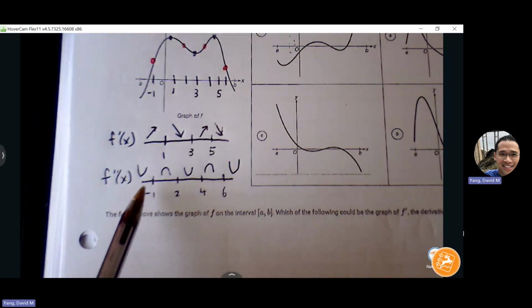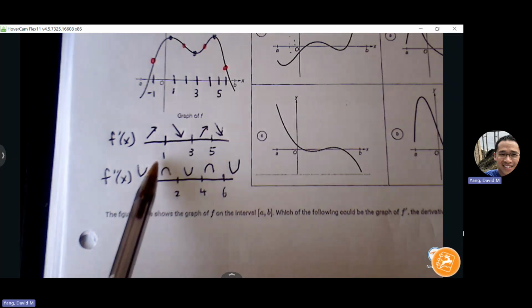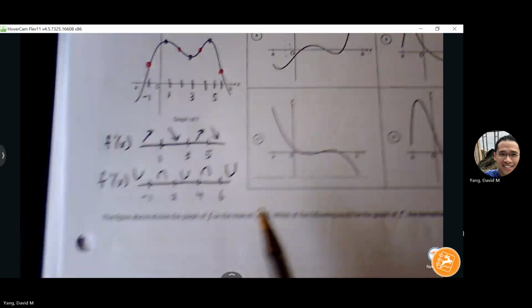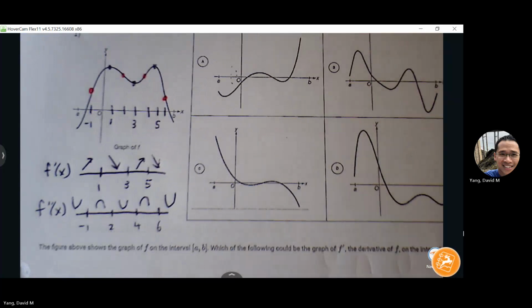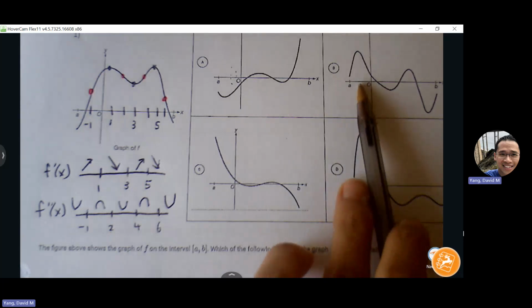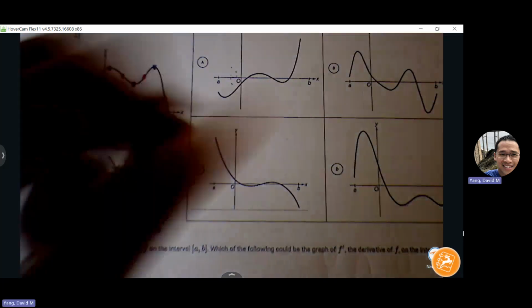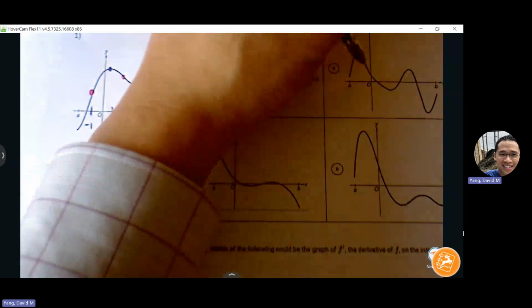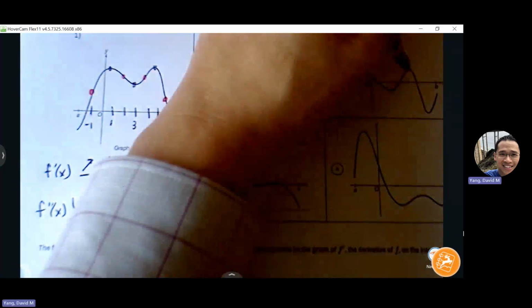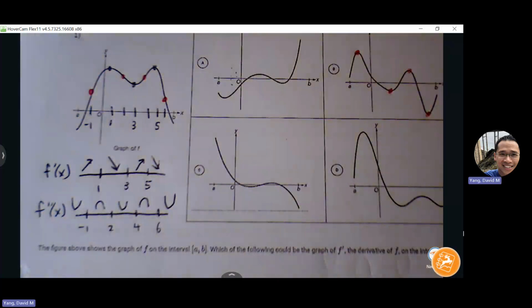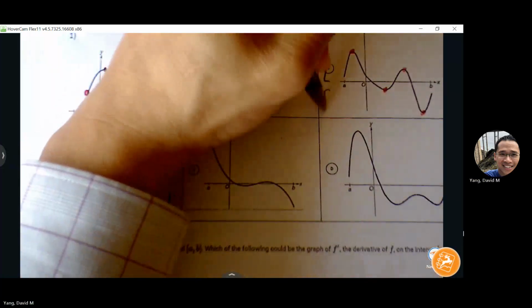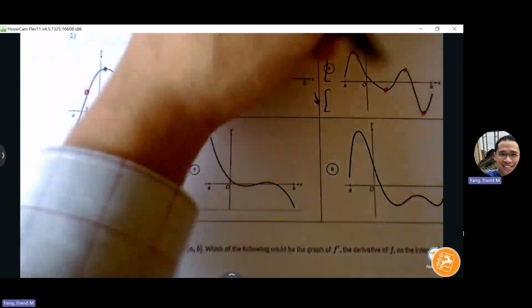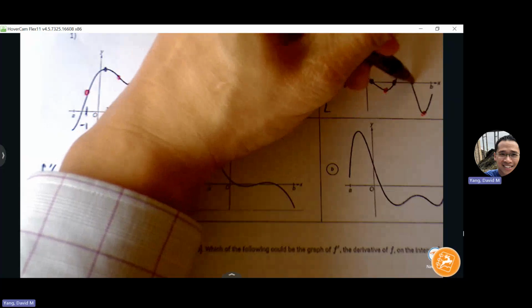So remember, if we want to get to F prime, now we know that we want peaks and valleys to be at negative 1, 2, 4, and 6, and we want our x-intercepts to be at 1, 3, and 5. So it looks like B could be a good fit, because I see a peak at negative 1 here, a valley at 2, 4, 6, and then x-intercepts at 1, 3, and 5, right?